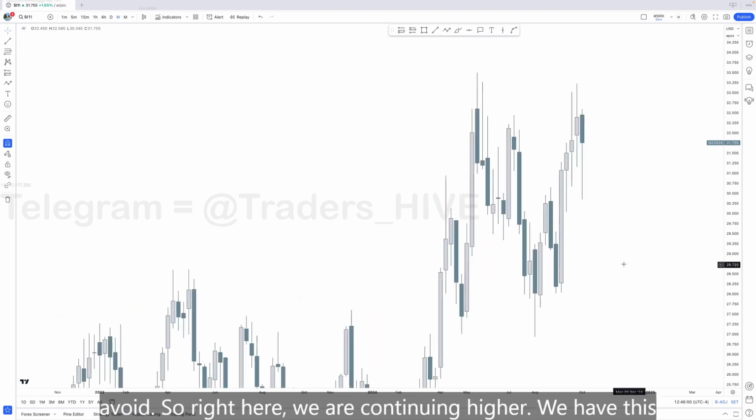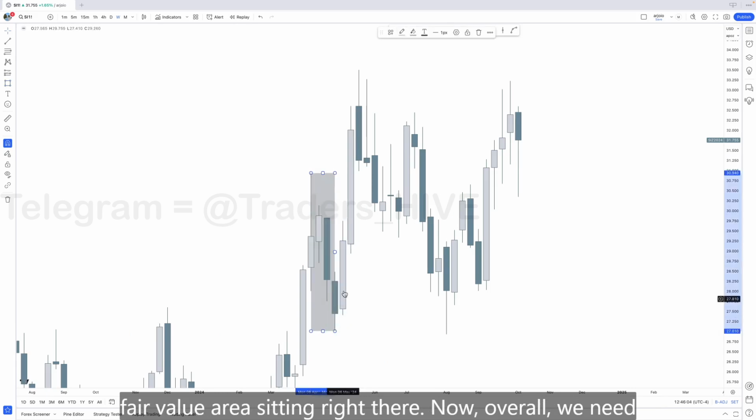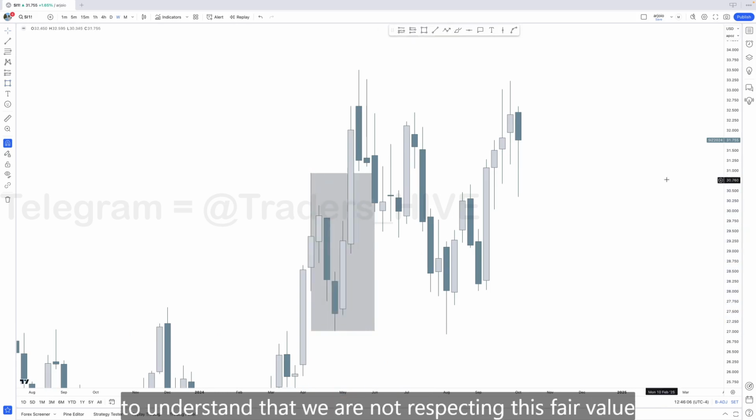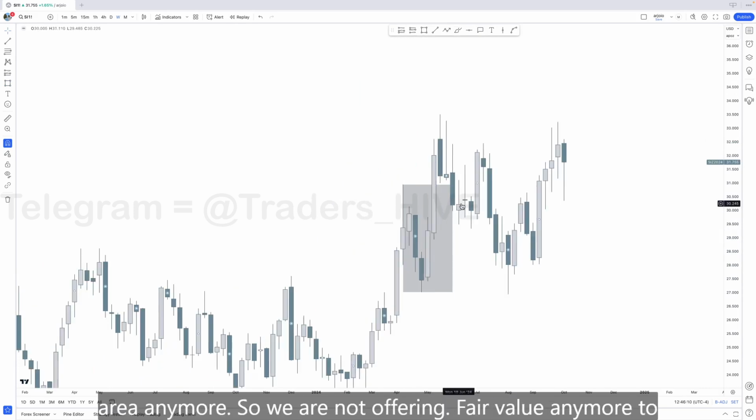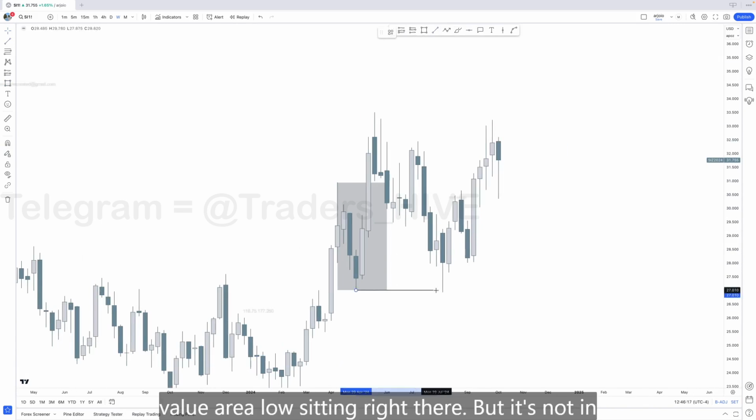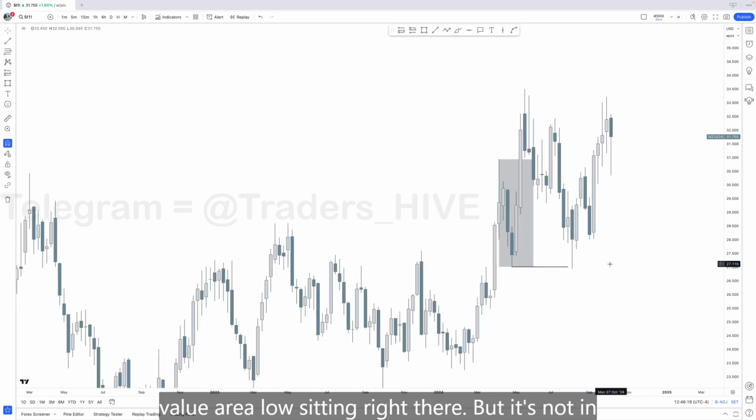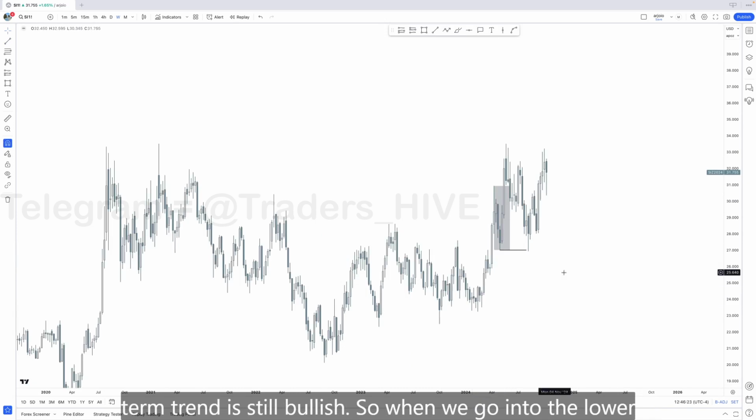So right here, we are continuing higher. We have this fair value area sitting right there. Now, overall, we need to understand that we are not respecting this fair value area anymore. So we are not offering fair value anymore, to then eventually continue lower as well and target the fair value area low sitting right there. But it's not in alignment with the higher time frame trend, because the overall higher time frame trend is still bullish.